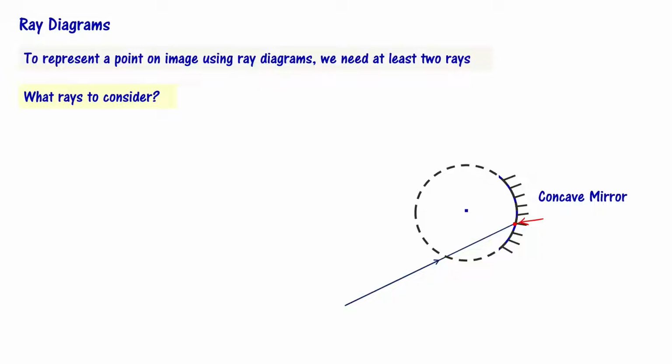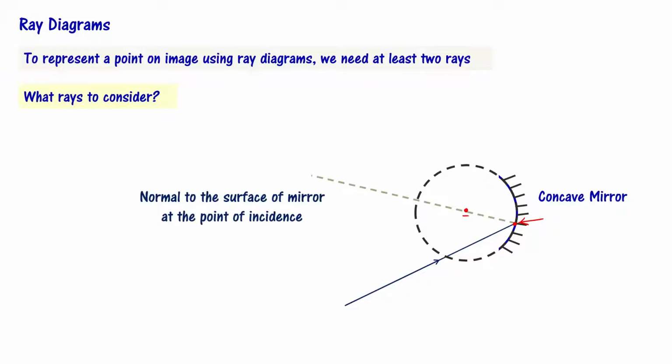For that, what am I going to do? How do I get the normal? I know the center of curvature of the mirror, right? If you know the radius of curvature of the mirror, you can get the center of curvature of the mirror. This is the point. Now let me connect the point of incidence and center of curvature such that I'll get the normal to the surface of the mirror at the point of incidence. Right? Once I get this, I know what the angle of incidence is.